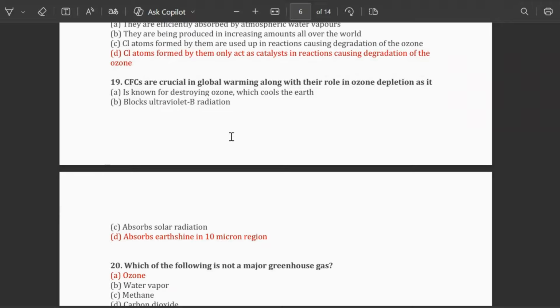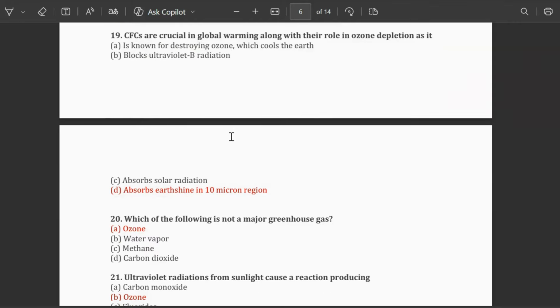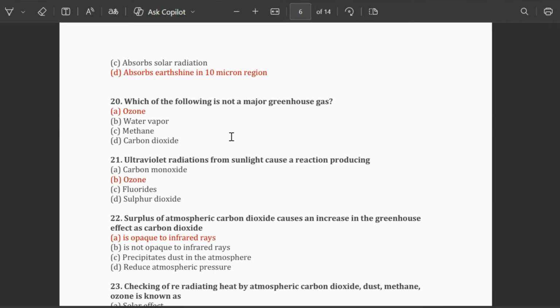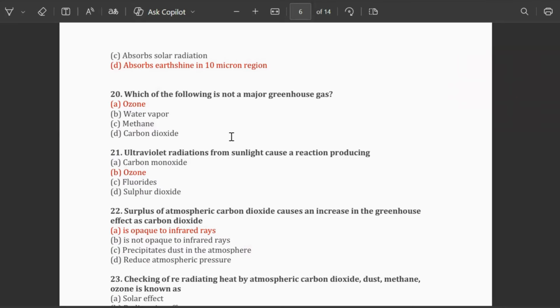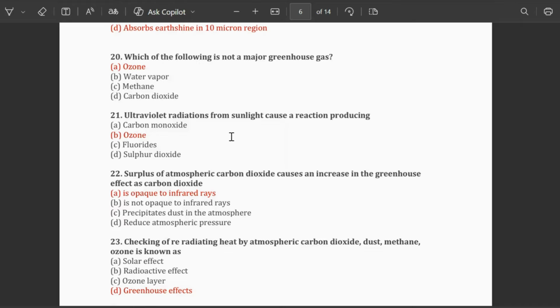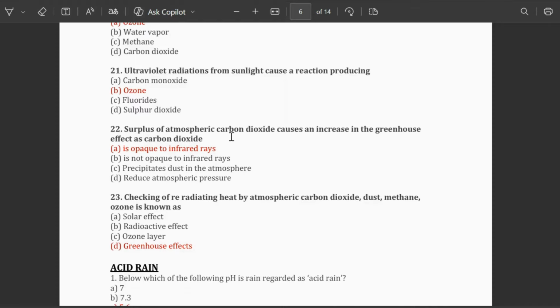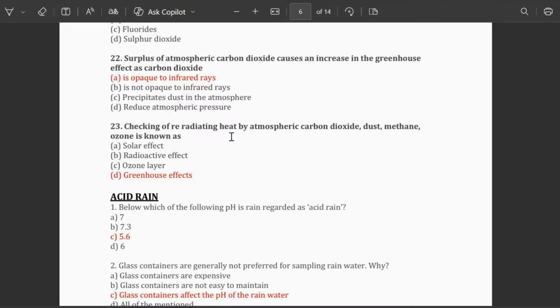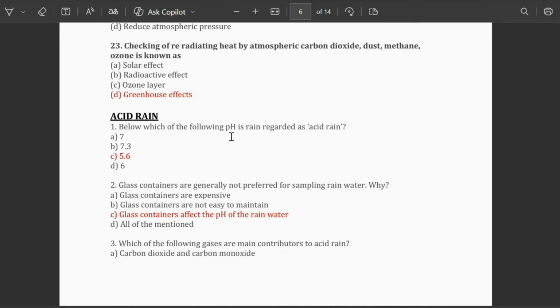CFCs are crucial in global warming, along with their role in ozone depletion, as they absorb the earthshine in the 10 micron region. Which of the following is not a major greenhouse gas? Ozone. Ultraviolet radiation from the sunlight causes a reaction producing the ozone. Sulfurs of the atmospheric carbon dioxide cause an increase in the greenhouse effect, as carbon dioxide is opaque to infrared rays. Checking of re-radiating heat by atmospheric carbon dioxide, dust, methane, ozone is known as the greenhouse effect.